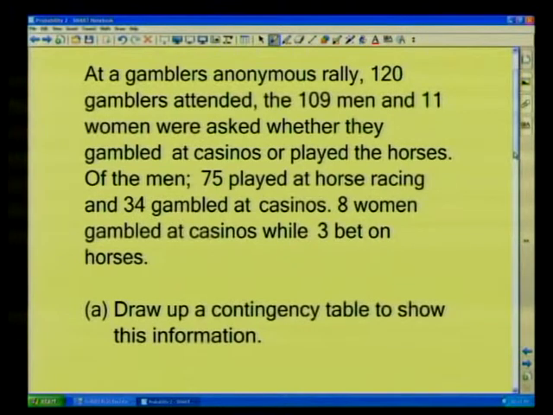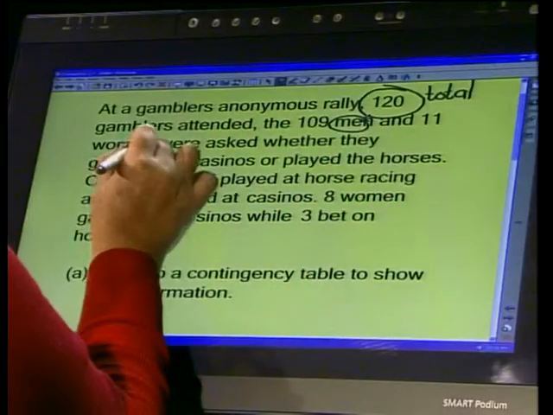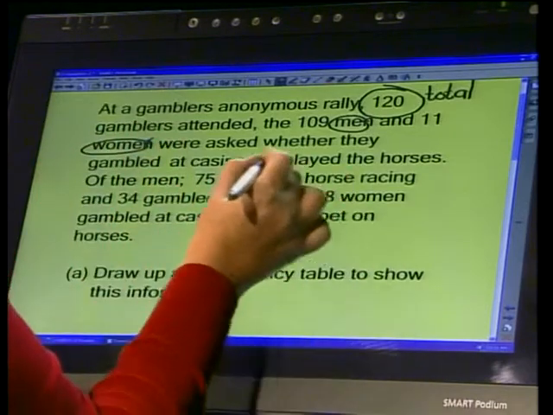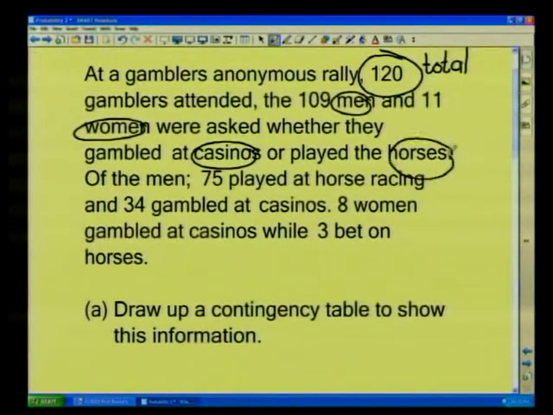Right, now we need to look at all of this information. There's a lot of information there, and we need to actually focus on what information we can use. Now the most important bit of information is that there were 120 gamblers at this rally, and that is going to be our total. We have got 120 people altogether. And we need to also look at the 2 different variables that we've got. We've got men and women, and we've got people that play at the casinos, and people that go to the horses or bet on the horses.